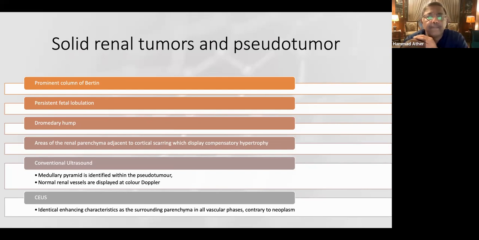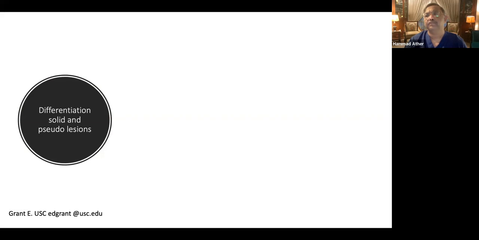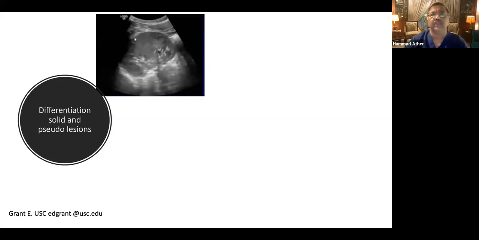Conventional ultrasound essentially identifies a medullary pyramid within the pseudolesion, and that's obviously indicative that it's a pseudolesion rather than a cancer. Doppler ultrasound is also helpful because of the vascular pattern of the normal parenchyma and that lesion. But contrast-enhanced ultrasound is extremely useful because it can show various vascular phases of normal parenchyma versus the pseudolesion, and you can make a clear differentiation between a pseudolesion and a tumor.